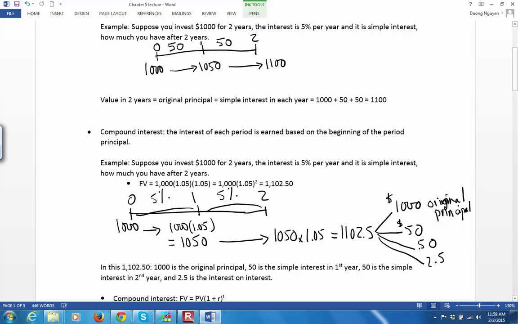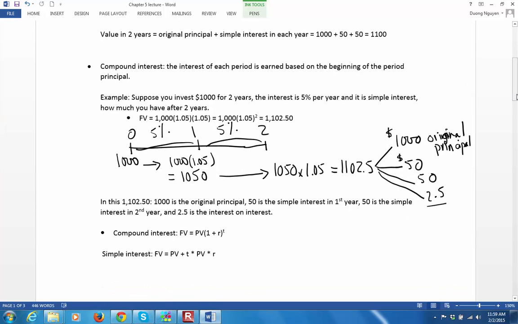Where is it coming from? It's coming from the interest on the $50 in the first year. In the first year you receive $50 interest, so that $50 interest will be reinvested in the second year to earn interest, and you get $2.5 over here, which is interest on interest. So obviously when the interest is compounded, the future value will be higher than the future value if the interest is simple.